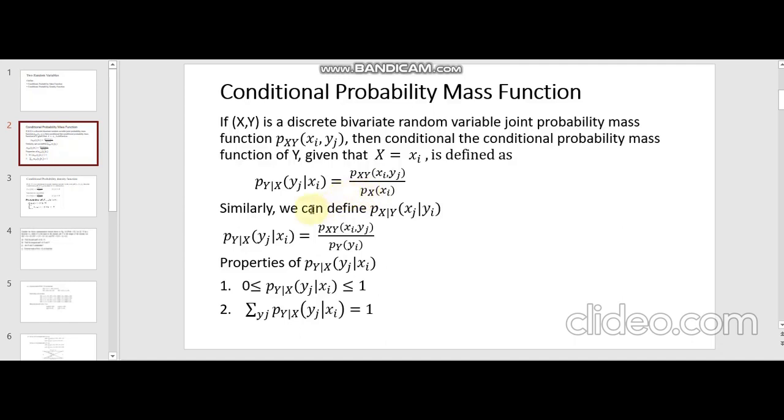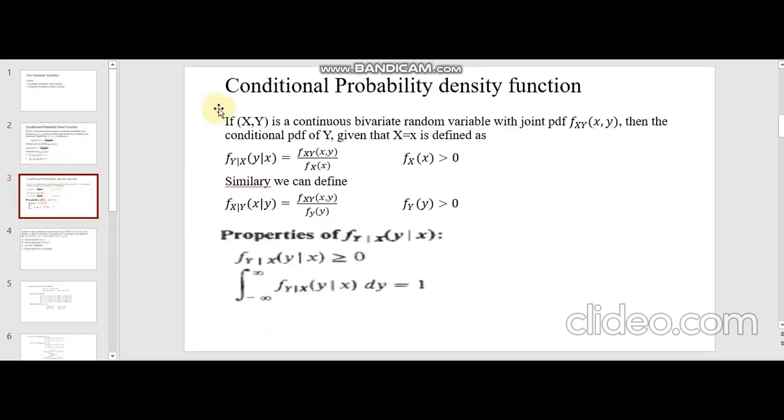In similar fashion, the conditional probability of x given y can be found as the joint probability of x and y divided by the marginal probability of y. Here are the properties of the conditional probability mass function. It is greater than or equal to 0 and less than or equal to 1, so it ranges from 0 to 1. Similarly, taking the summation, the sum of all the conditional probabilities is equal to 1.